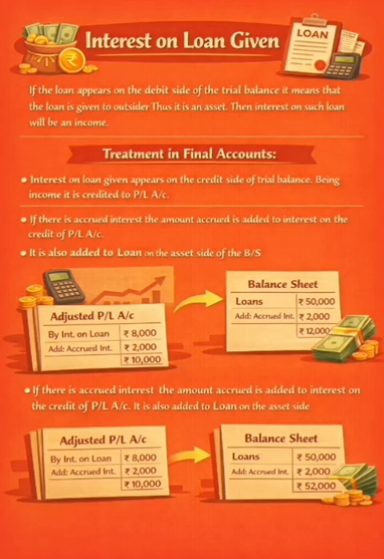Interest on loan given. If the loan appears on the debit side of the trial balance, it means that the loan is given to an outsider. Thus it is an asset. Then interest on such loan will be an income.